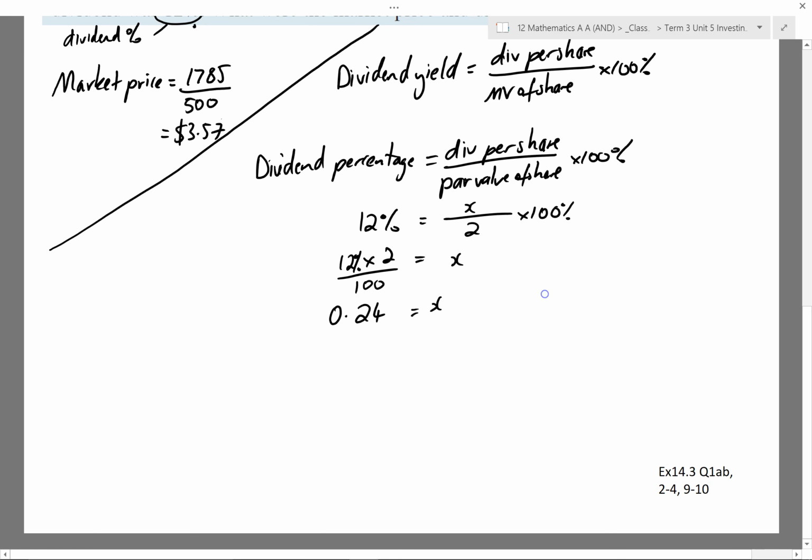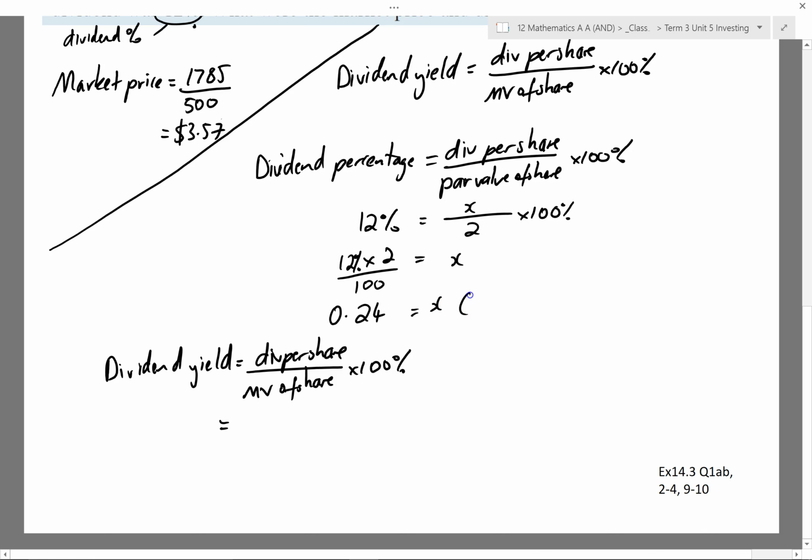So now I can go ahead and calculate my dividend yield. Dividend yield, I'll rewrite my formula, dividend per share divided by the market value of the share, and times by 100, make it into a percentage, and I can put in these two values I know. This X was the dividend per share, so I can slot it in here. Market value of the share was $3.57, times by 100, make it into a percentage, get 6.72%.